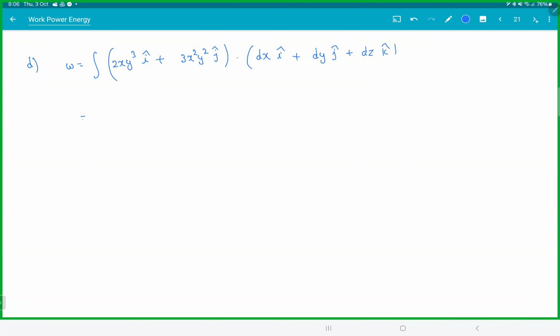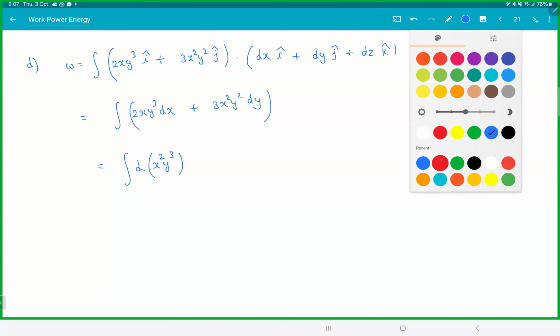So this would be 2xy cube dx plus 3x square y square dy. If you try to see carefully, can you see this 2x dx? That looks like x square actually. So when you differentiate x square, you'll get 2x, and there's a y cube sitting here. Here, can you see 3y square dy? That is actually the differential of y cube, which is x square. So this is d of x square y cube. Hope everyone figured out that part.